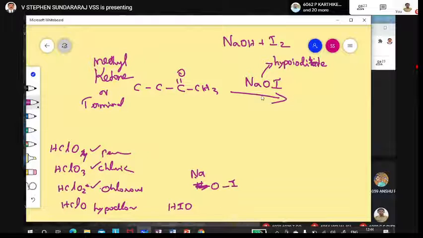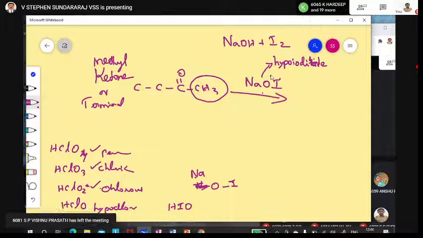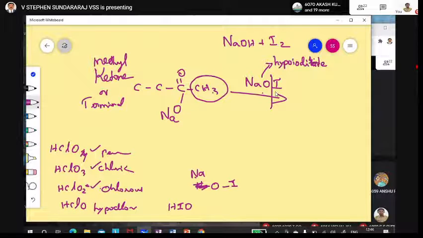But here, what happened? This will take this O and O here. Then the carboxylic acid salt will come. So this I will be reacting here. How many moles will be concerned? The 3 moles. So CHI3 is the product, iodoform.